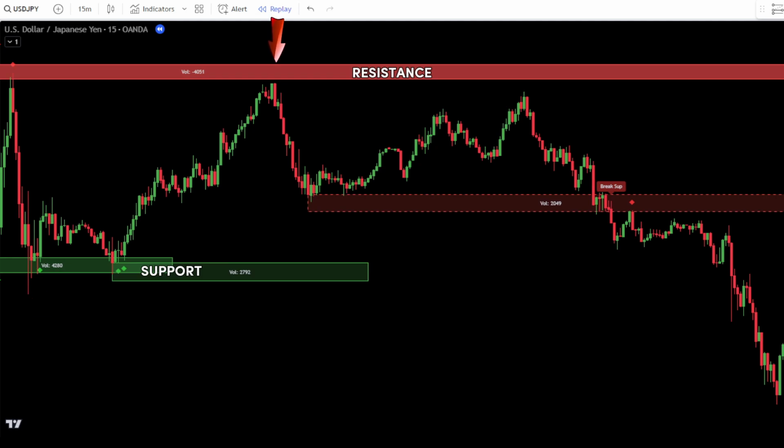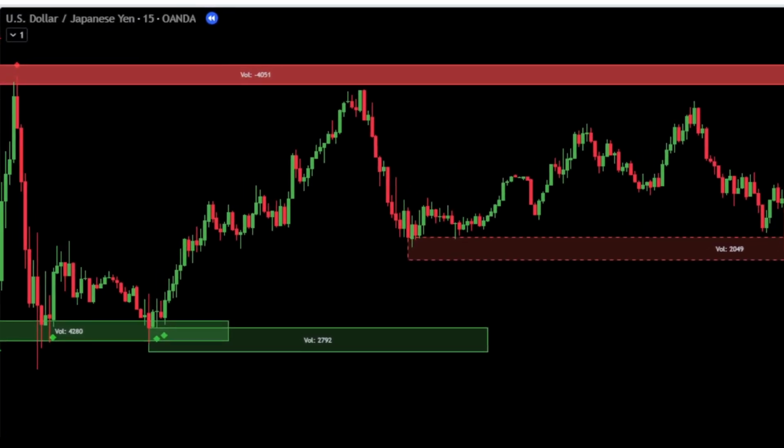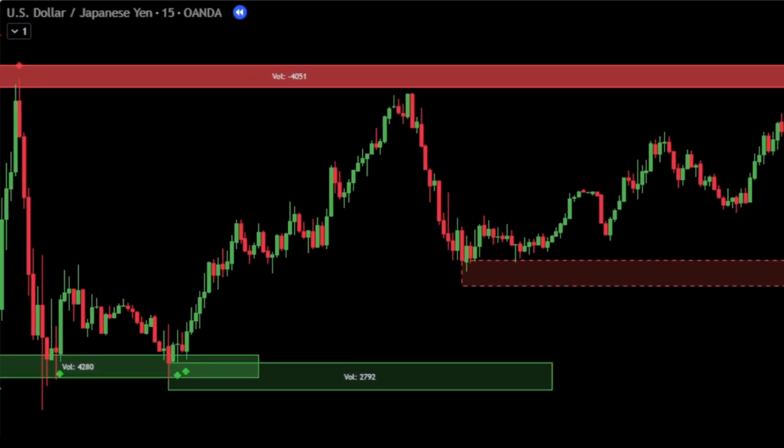On the other hand, if the price candlestick retests the resistance area and experiences a rejection, your main focus should be to find the best point to place a sell order. One of the main advantages of this indicator is that it makes it easy to spot rejections.